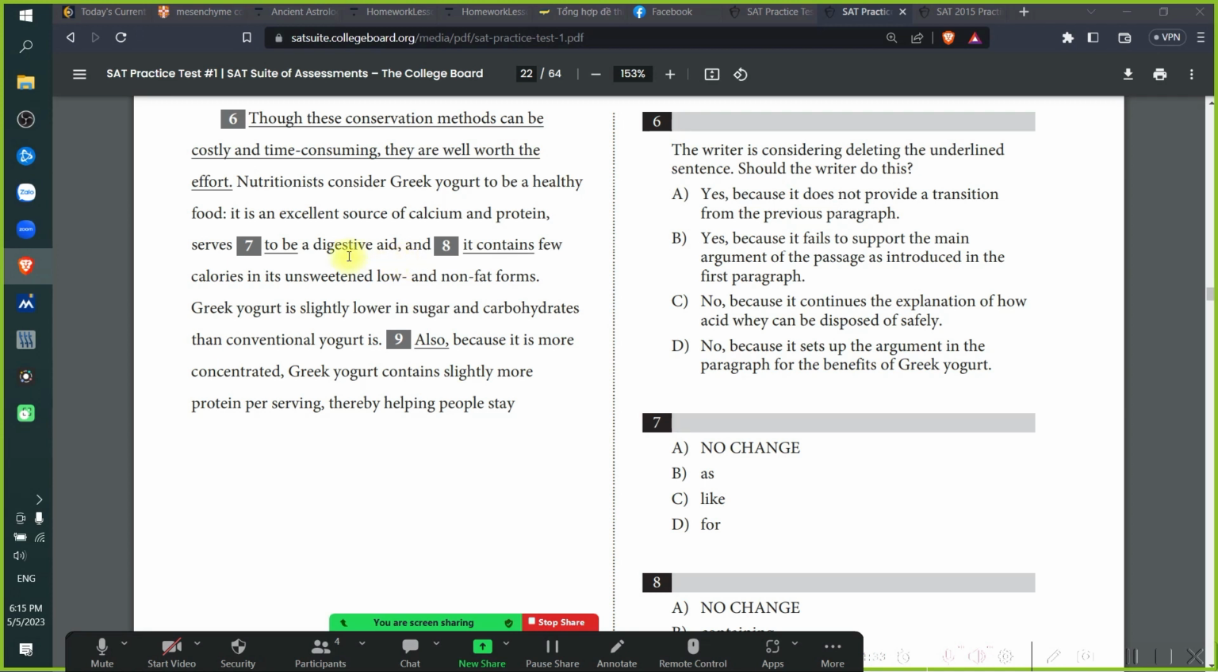Sorry? Serves like a digestive aid. Remember, in writing language, we do not use the word like a lot as the meaning such as, you know.